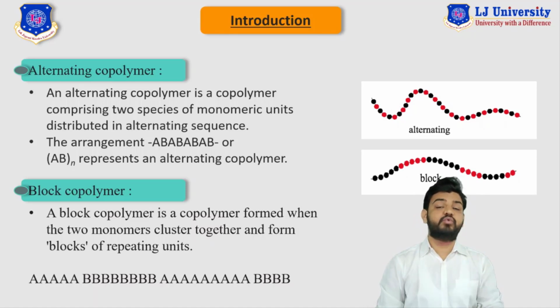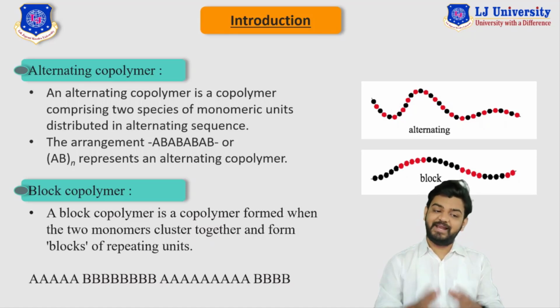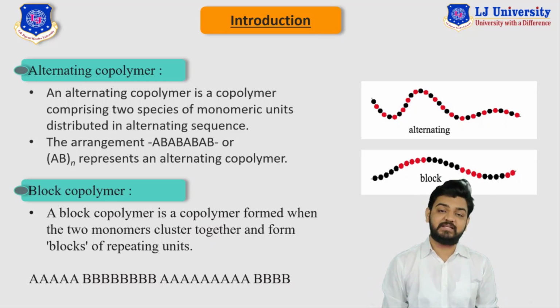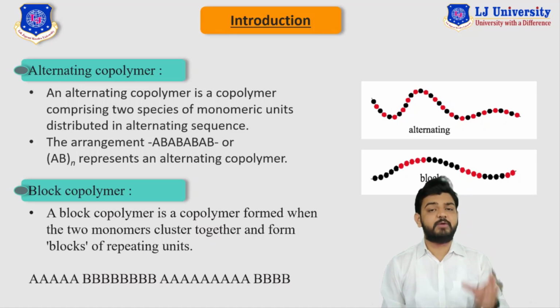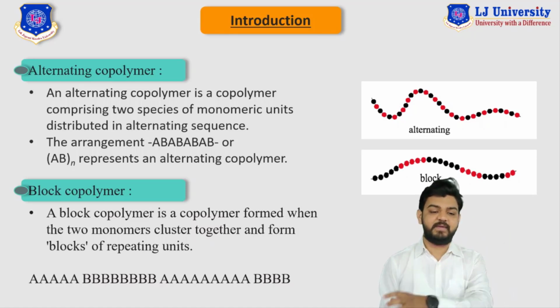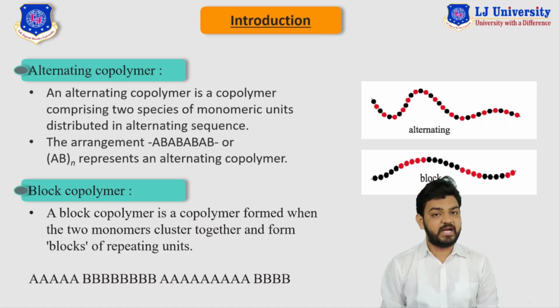An alternating copolymer is a polymer comprised of two different monomeric units distributed in an alternating sequence. Here in this image, you can see that the red marble and black marble are arranged in an alternating manner. So these are the alternating copolymers. The arrangement of A monomer and B monomer is in such a way that forms the alternating polymer, such as AB, AB and AB.